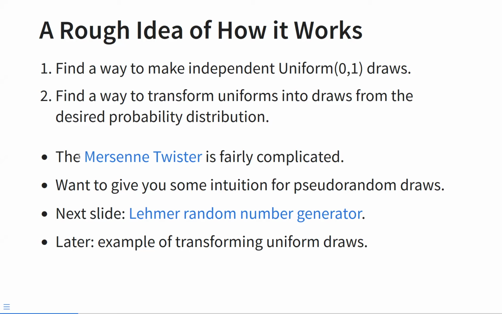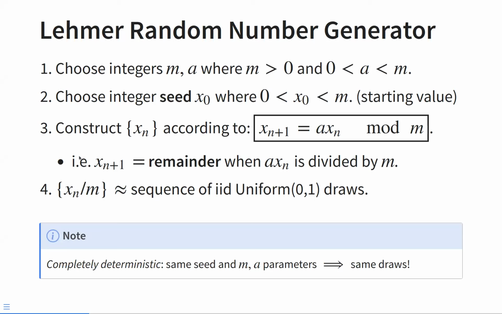The basic idea here is we need some way to make uniform draws. And if we've got those, then we're going to be able to find a way to transform them into draws from some desired probability distribution. So I'm going to start off by showing you the first step, how to get uniform draws, and then we'll talk about the second step. Now, in real life, you're not going to implement this part yourself. You're going to rely upon R, but it's good for you at least one time in your life to see the details so that you have a little bit of an appreciation for what's going on under the hood.